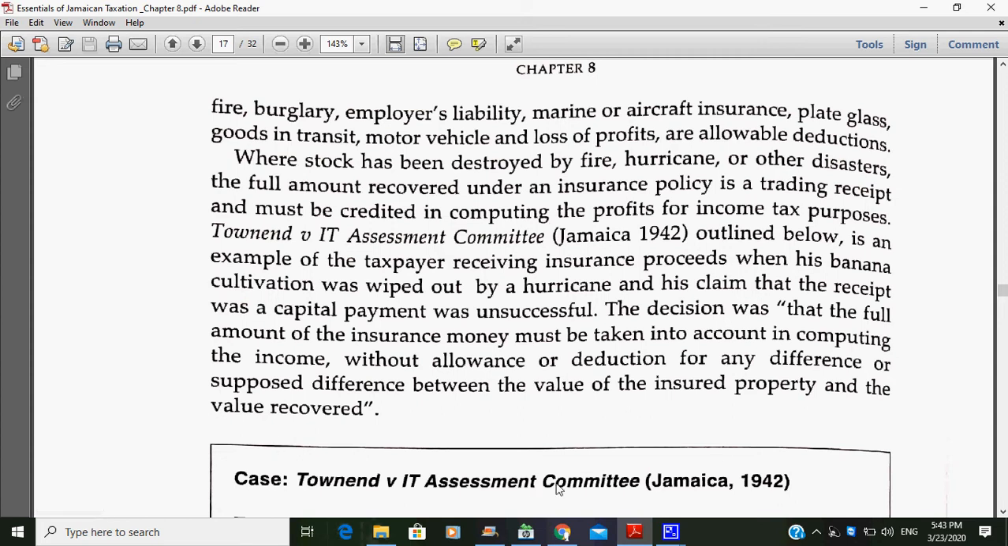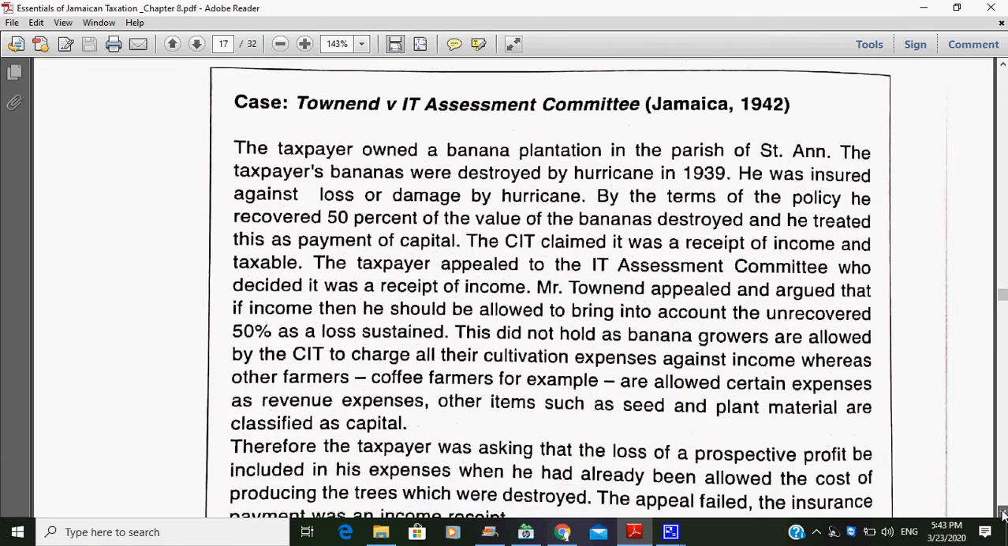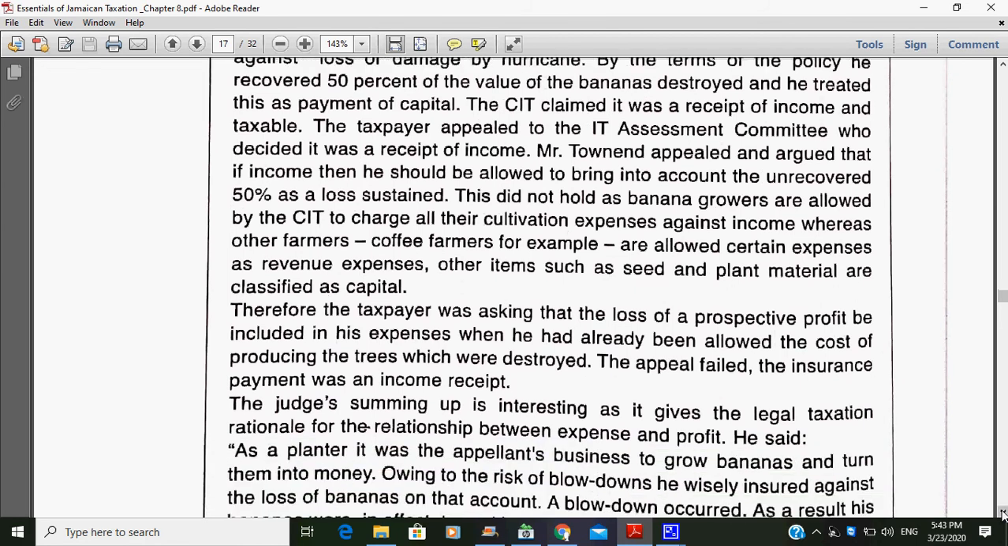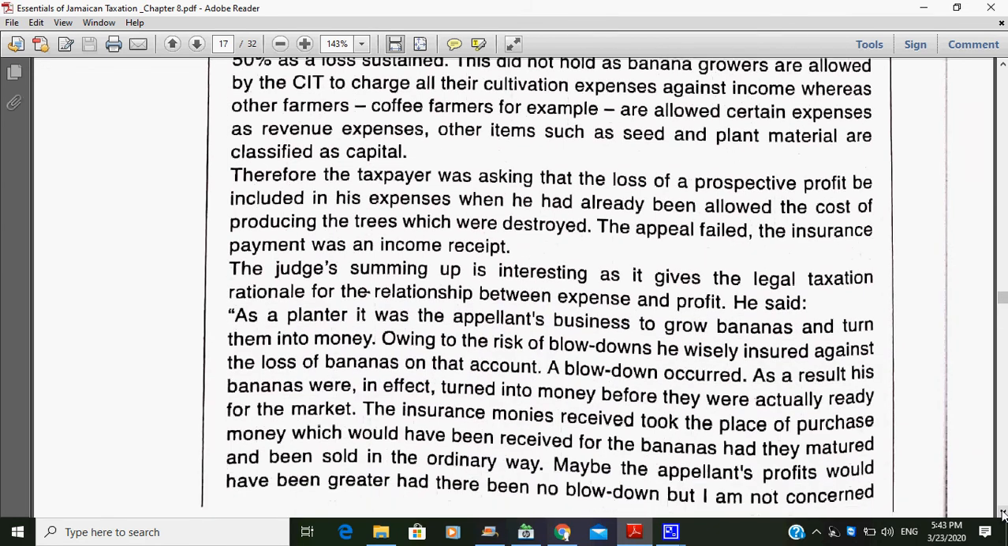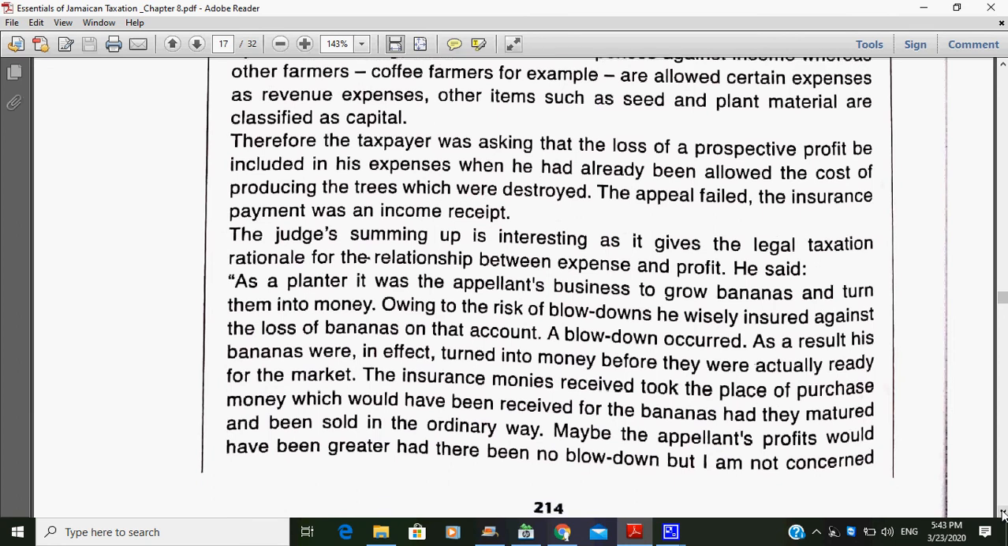Alright? You can pause the video and read through the case if you so desire. And the document is uploaded somewhere, so you can download the document and read through the case if you so desire. Alright?